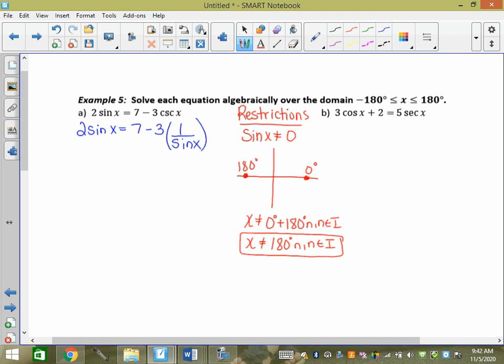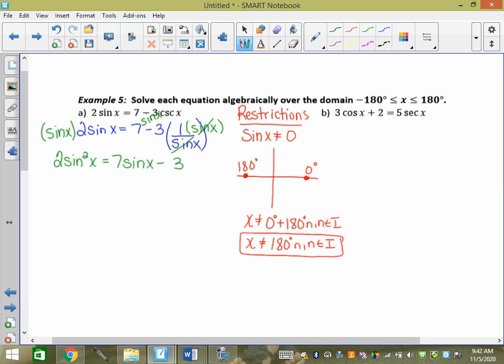So we have a sin x in the bottom. How can I get rid of that bad boy? It doesn't cancel. So what could I do? Multiply everything by sin x. If you had a 2 on the bottom, you'd get rid of it by multiplying everything by 2, correct? If we have a sin x in the bottom, we can multiply everything by sin x. So I'm going to multiply each term by sin x. So that cancels, and we get 2 sin squared x = 7 sin x - 3.